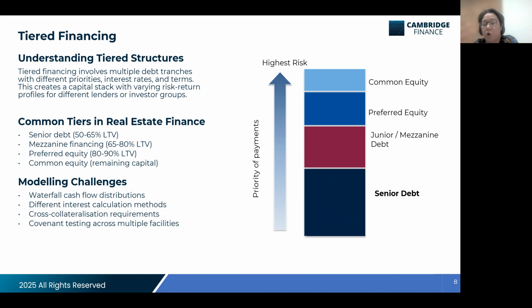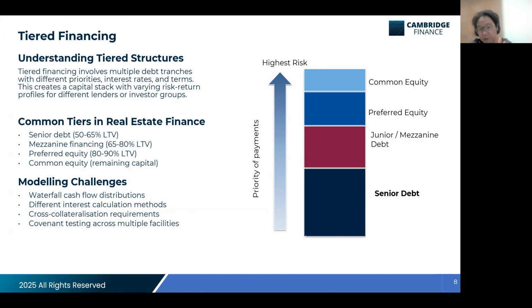So preferred equity and common equity, in private equity organizations, is what we call the GP and LP venture, joint venture, where the GP is the sponsor, so the developer, and the preferred equity tends to be the LP. So they'll say, okay, it's preferred equity because they have to be paid first. And that's how we work out this tiered financing, or the capital stack.